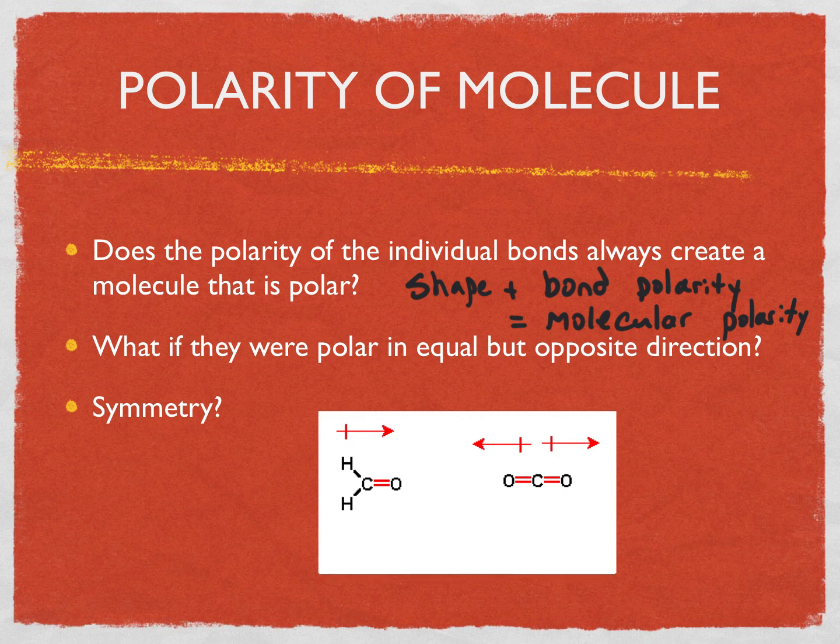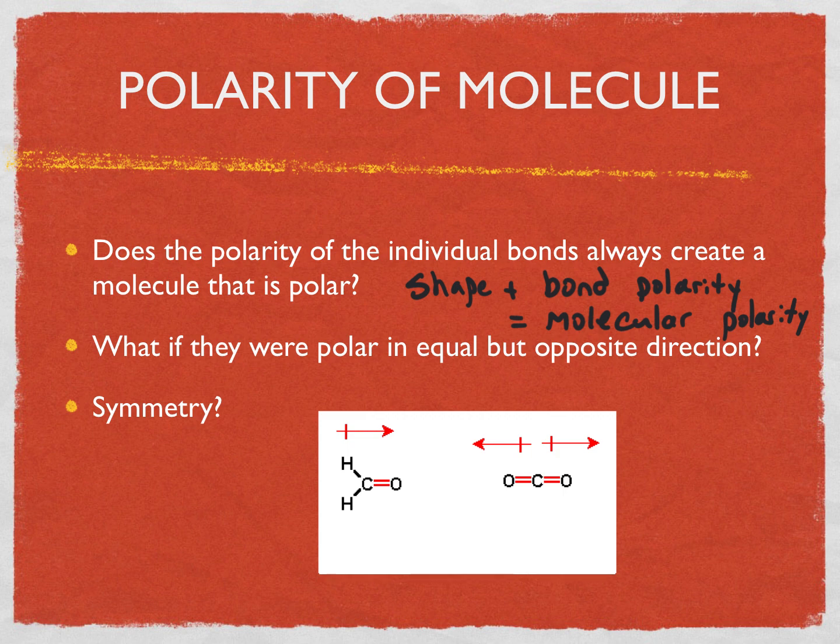Now, what if the bonds were polar, but pulling in opposite directions? Does that have an effect on the polarity? Does the polarity of the bond pulling one way and the polarity of the bond pulling the other way have an effect on each other? How does symmetry play a role? Well, we're going to take a look at all of these here today.